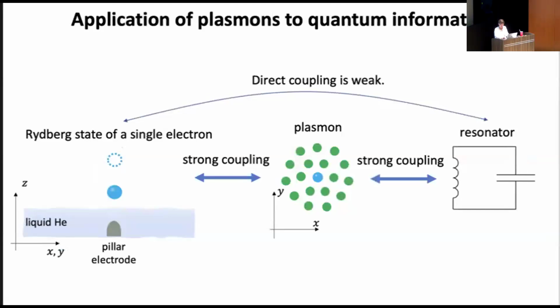Okay, so we are considering how this strong coupling between the plasmon and the photons can be used for quantum information. The coupling between the plasmon and the photon inside the resonator is strong, as I already showed you. Other measurements have shown that the coupling between the plasmon and the Rydberg state is also large. However, the direct coupling between the Rydberg state and the photon in the resonator is weak. So we are exploring whether it might be possible to enhance the coupling between the Rydberg state and the photon in the resonator by using a plasmon as an intermediary.